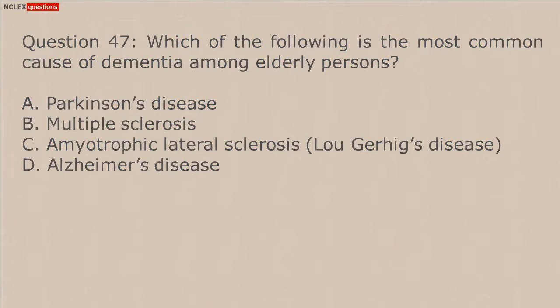Question 8. The family of an accident victim who has been declared brain dead seems amenable to organ donation. What should the nurse do? A. Discourage them from making a decision until their grief has eased. B. Listen to their concerns and answer their questions honestly. C. Encourage.